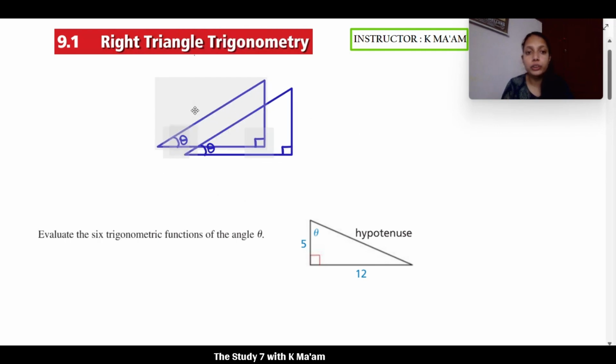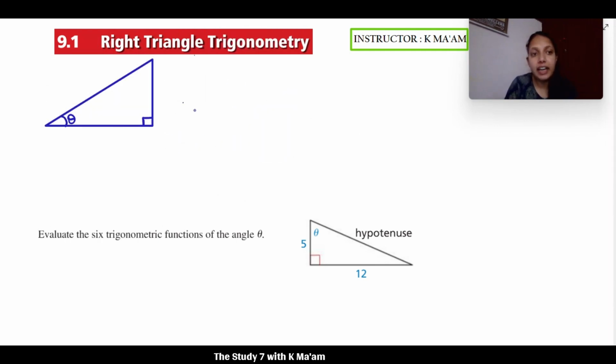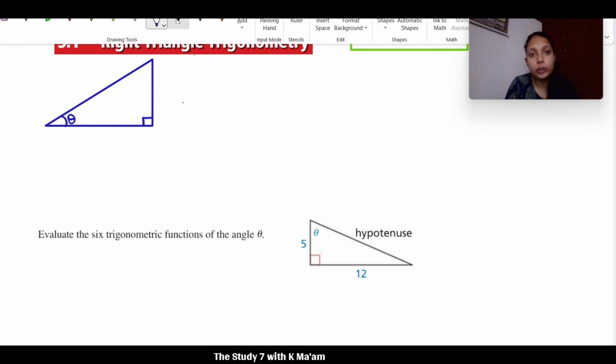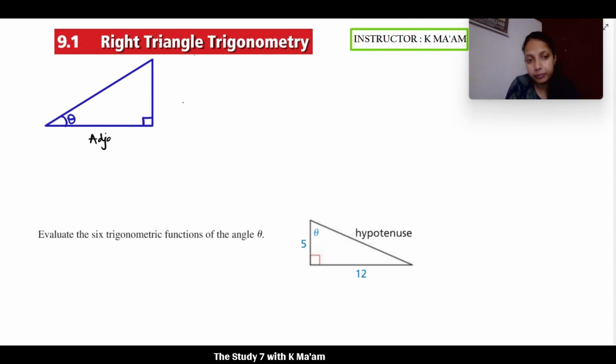If I choose the angle here, the side that contains the two angles is known as the adjacent side. The side which is opposite of angle theta is the opposite side. And this is the hypotenuse side.